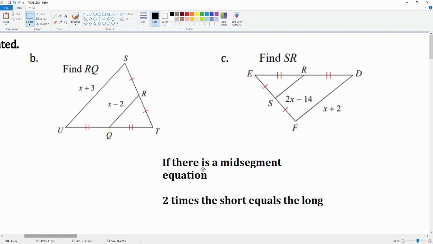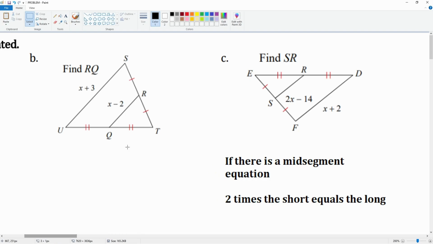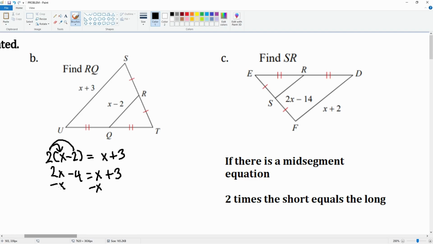If there's a mid segment, you could set up that equation. 2 times the short, so 2 times x minus 2, is equal to the long of x plus 3. Distribute this in: 2x, and 2 times negative 2 is negative 4. Subtract x from both sides. This cancels, leaving you with x minus 4 is equal to 3 plus 4. This cancels. x is equal to 7.